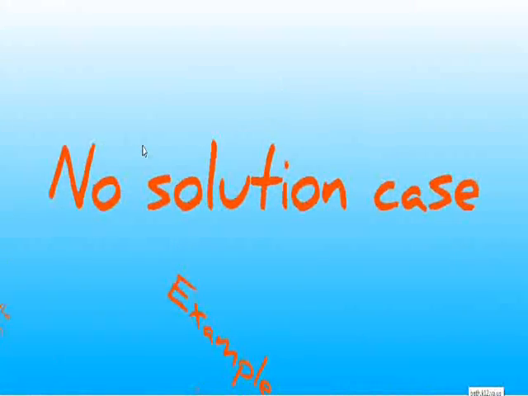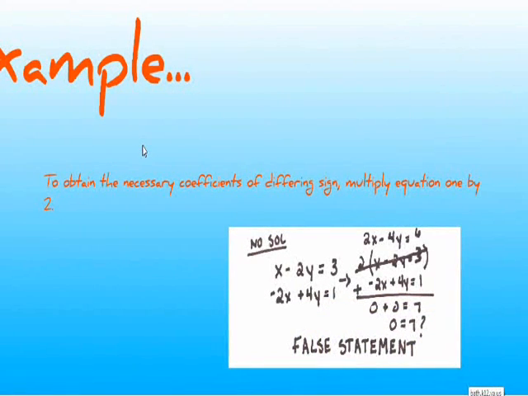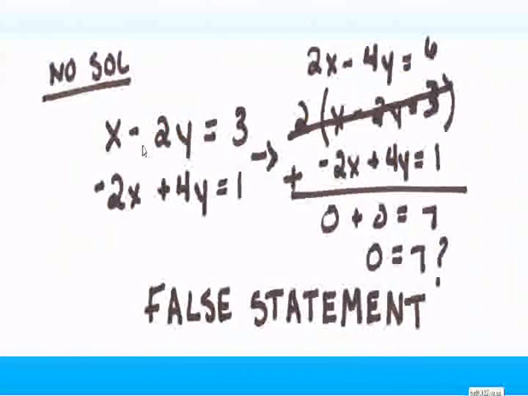This is a no solution case. In this, you want to obtain the necessary coefficients of differing sign, so multiply equation 1 by 2. This is a lot like the example we just did. You would take the first equation and multiply that by 2, which gives you 2x minus 4y equals 6. You would add that to the second equation, which cancels out the x variables along with the y variables, making 0 equal to 7, which is a false statement because 0 can't equal 7.